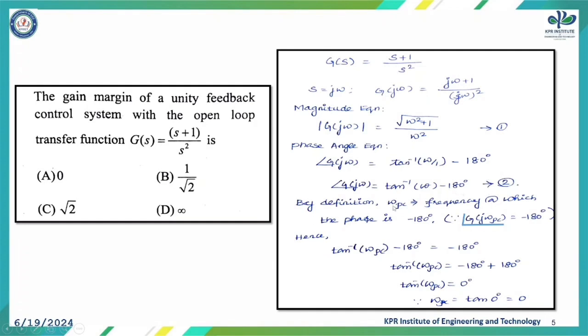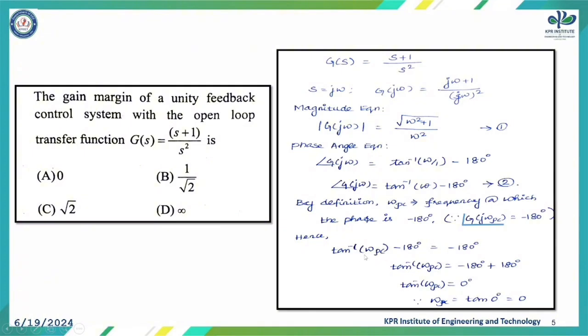By definition, omega pc is the phase crossover frequency. The frequency at which the phase angle is minus 180 degrees is called the phase crossover frequency. We can write the phase angle of G of j omega pc is equal to minus 180 degrees. Hence the phase angle equation, equation number 2, is equated to minus 180 degrees by the definition of phase crossover frequency. That's why, instead of omega, we are substituting omega is equal to omega pc in this equation.